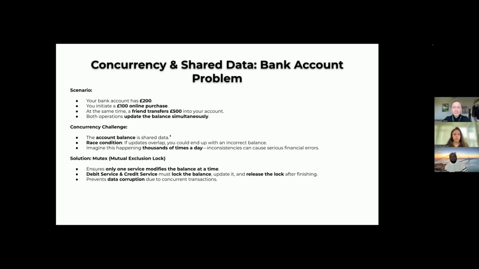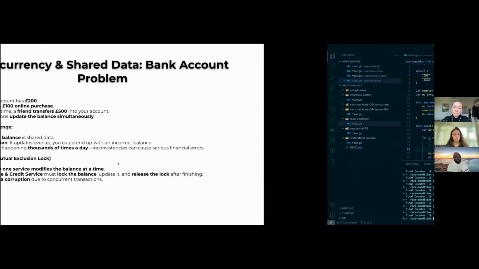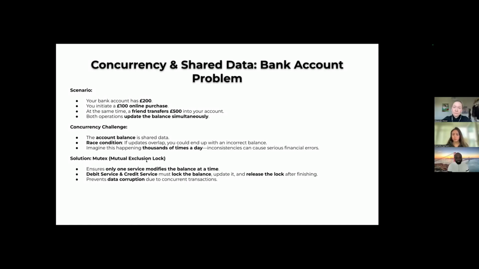With shared data, you find a way to control it. And that's where mutex comes in. This MU is actually mutex, and mutex is just mutual exclusion. It ensures that only one service modifies the balance at a time.